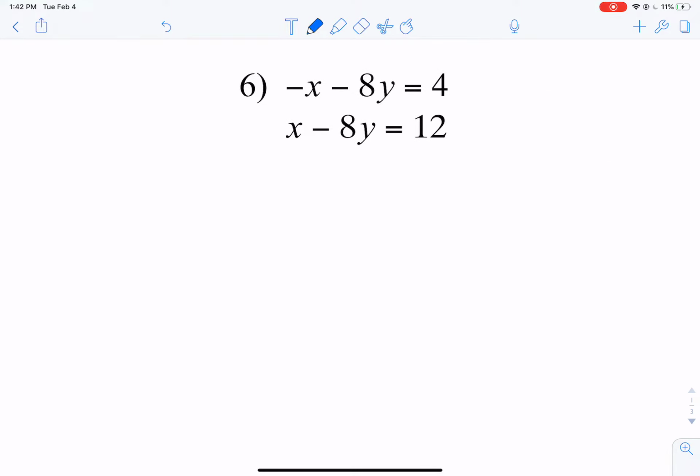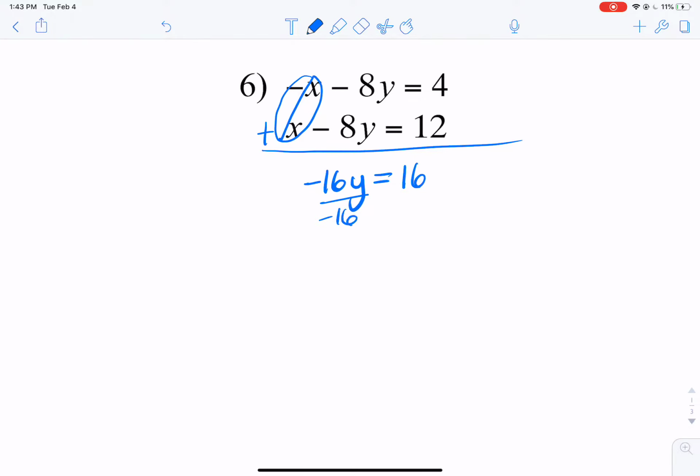Number 6, if I add downwards, here not everything gets eliminated. Negative x plus positive x, that's equal to 0. That gets eliminated. Negative 8 plus negative 8, that's equal to negative 16y. So the y's didn't get eliminated, and we end up with 16. We divide by negative 16, and the value of y is going to equal negative 1.